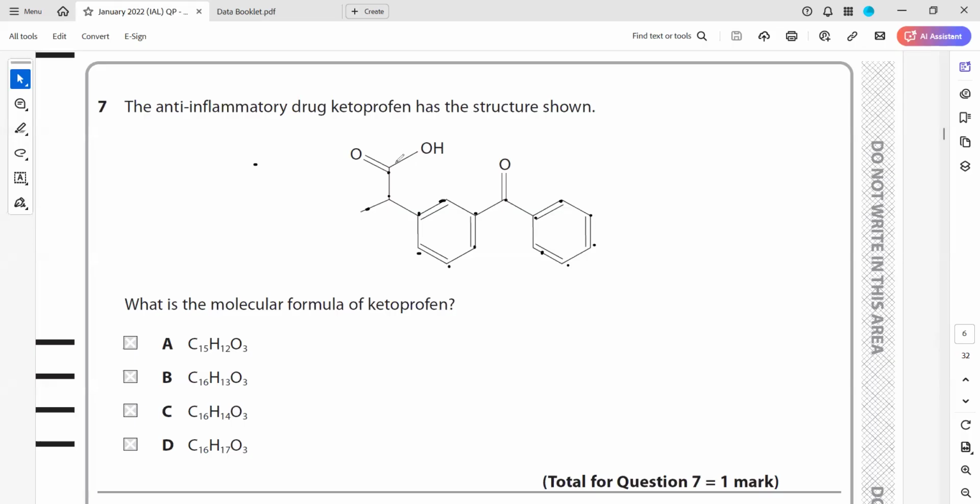1. This will not have hydrogen. This will have 1 hydrogen. This will have 3 hydrogen. This will not have any hydrogen. This will have 1 hydrogen. This will not have any hydrogen. This will have 1 hydrogen. 1 hydrogen, 1 hydrogen. 1, 2, 3, 4, 5. So 1, 2, 3, 4, 5, 6, 7, 8, 9, 10, 11, 12, 13, 14. So total 14 hydrogen. So C16H14O3.